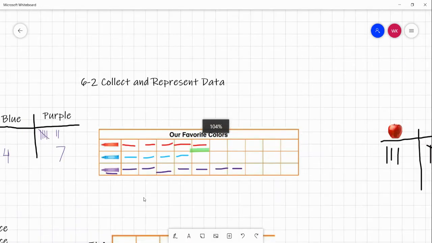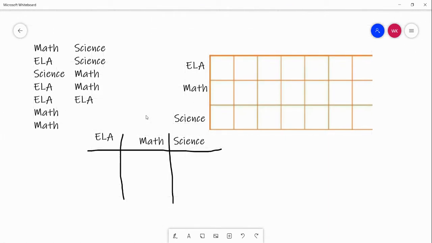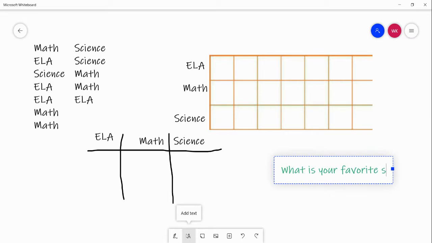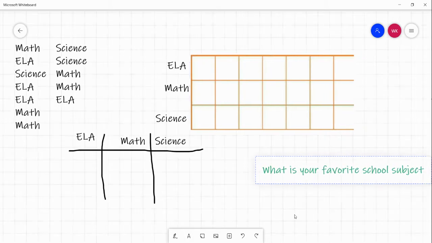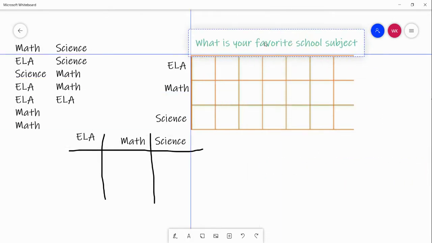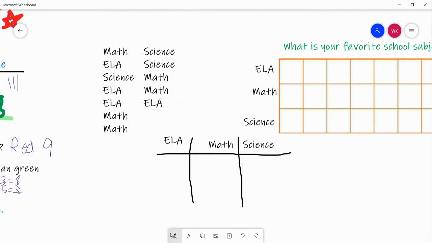All right, now I have data that was actually collected. Now I have, what is your favorite school subject? I collected this data to be able to show you guys. All right, I'm going to put that as a title of our picture graph. So let's look. This is all of my data that I collected right here.